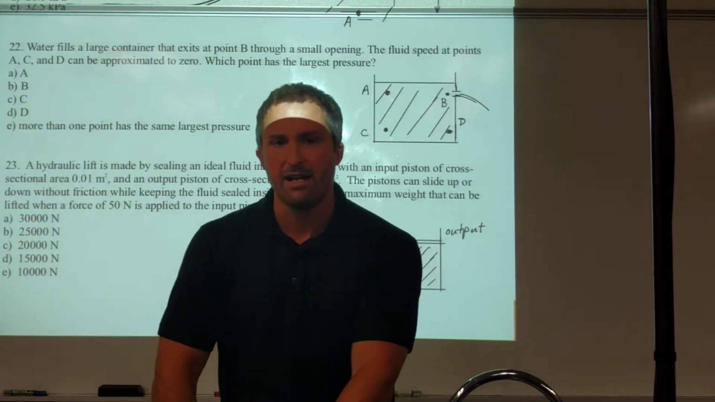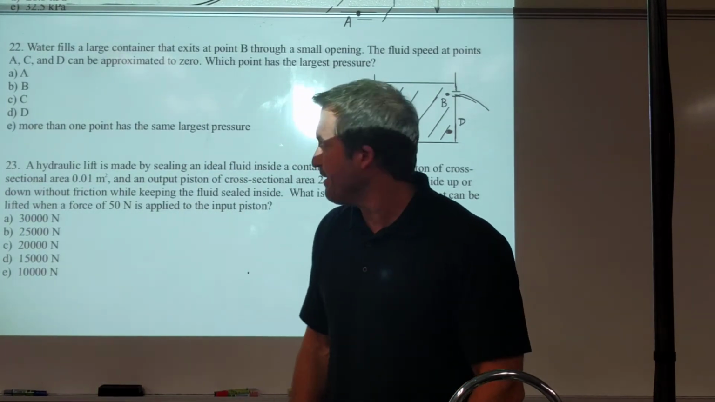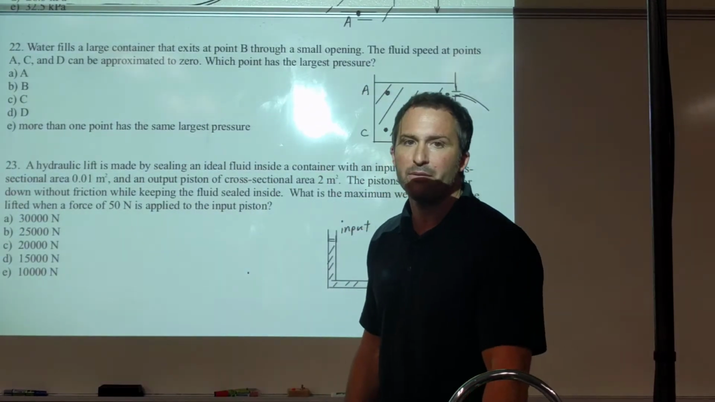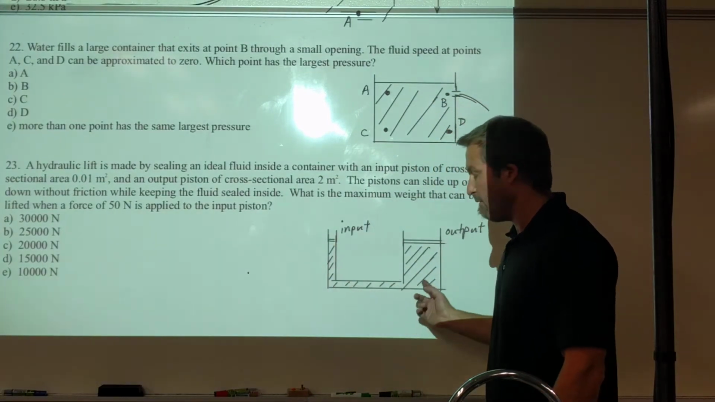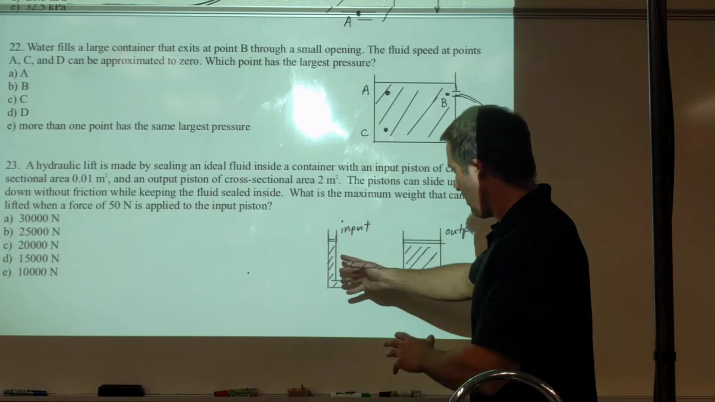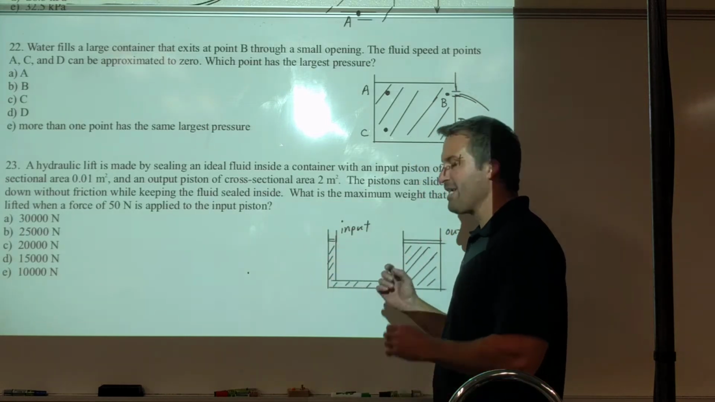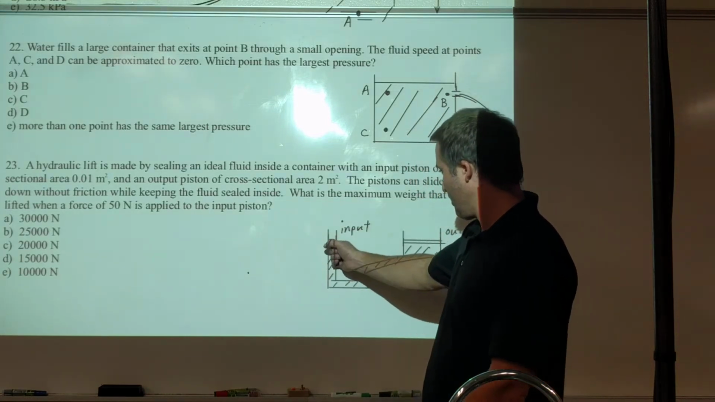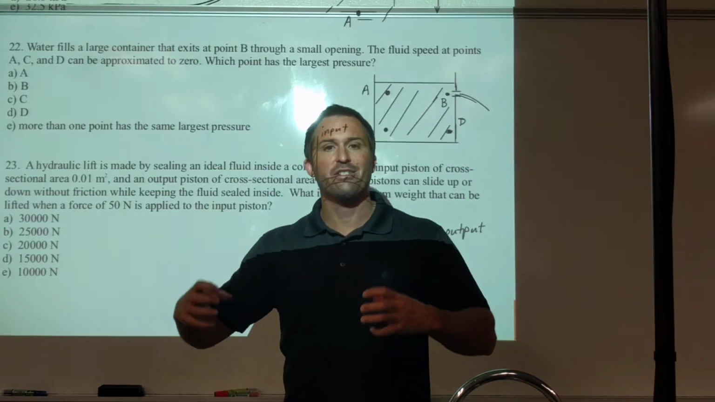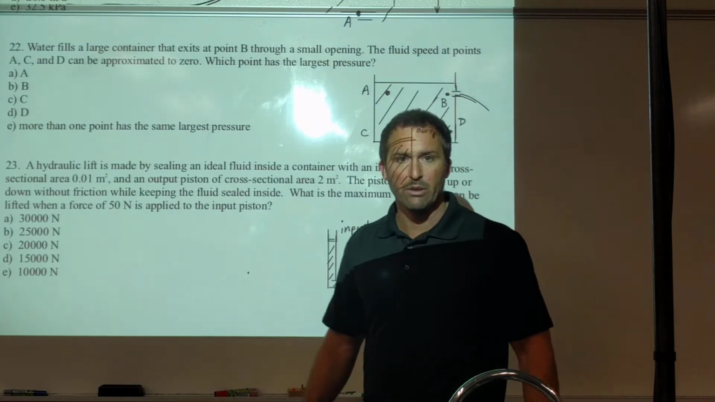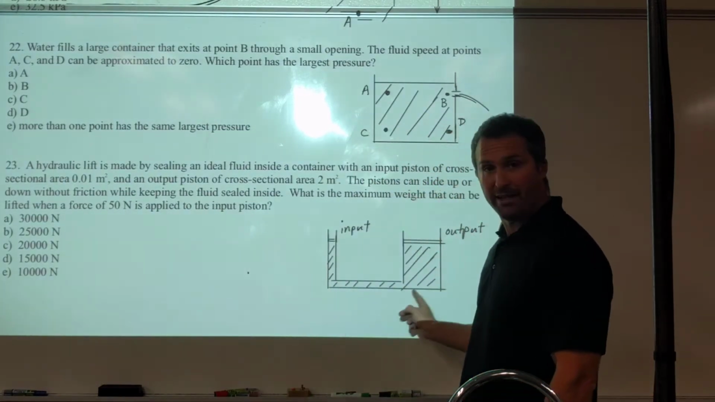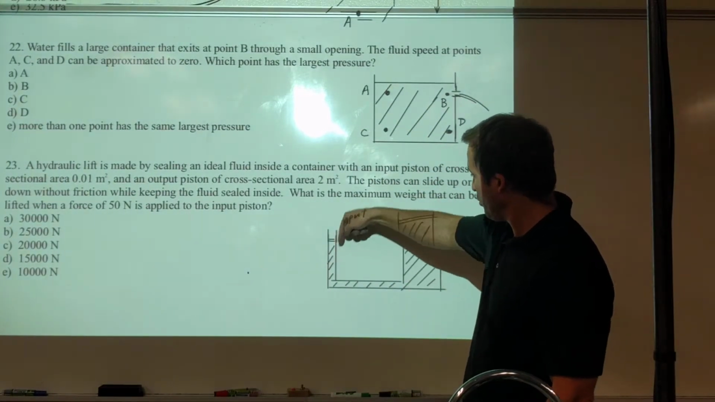All right, now let's look at our last question on the midterm, number 23. And this is about a hydraulic lift. And so what do we have here? We've got some fluid inside this container, and there's two pistons here. We can consider maybe these are cylindrical shaped containers for the fluid. Well, really just one container, it's all connected. And we've got these two pistons here.